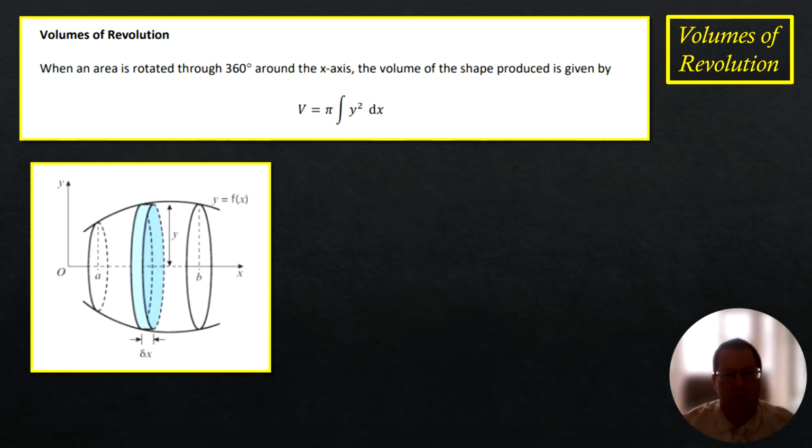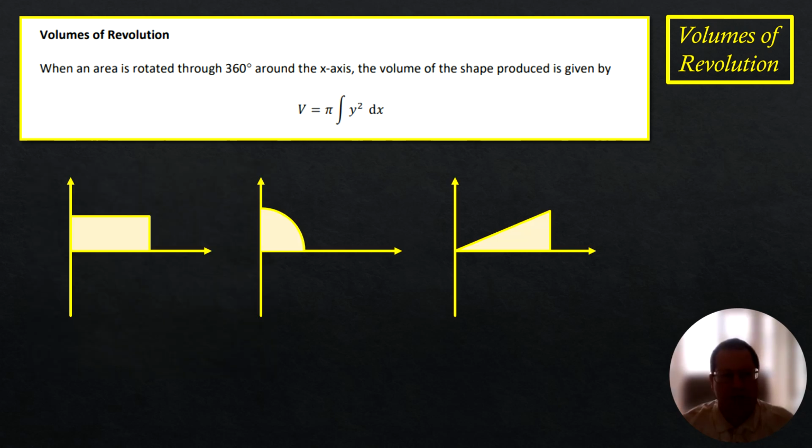So here is the formula for the volume of revolution when a shape is rotated around the x-axis. V equals pi times the integral of y squared dx. And if instead you were rotating around the y-axis, the formula would be V equals pi times the integral of x squared dy.